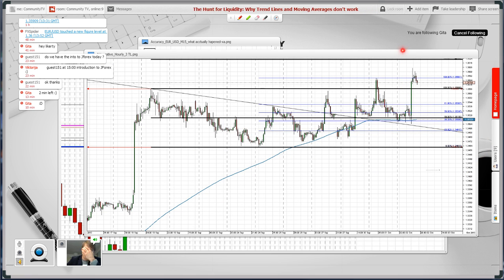Here is one of the slides from the actual article, and this is how we chart the euro-dollar. And here I have a 100 simple moving average, 100 period. It's a very good example which shows how incorrectly one could assume that the trend line got respected.